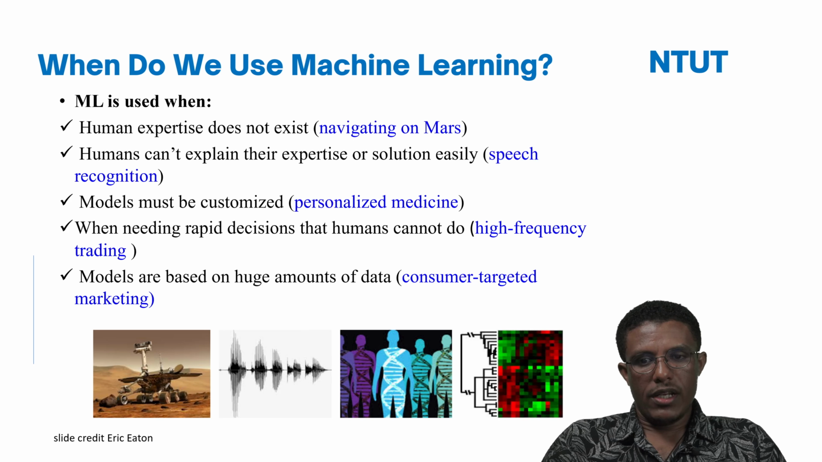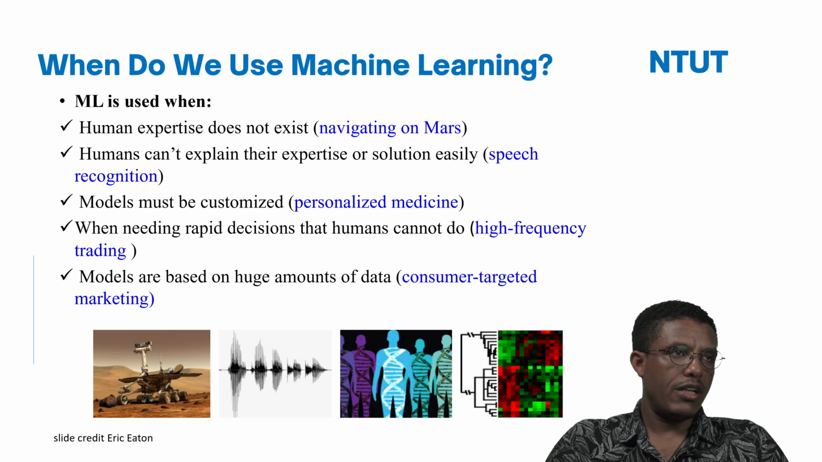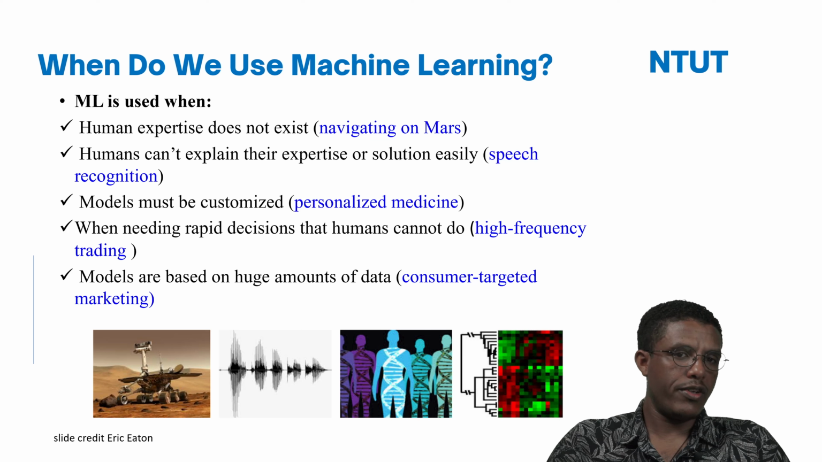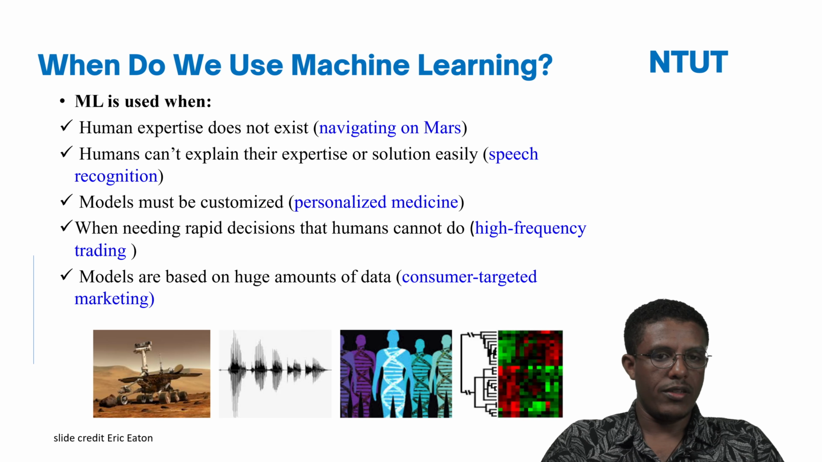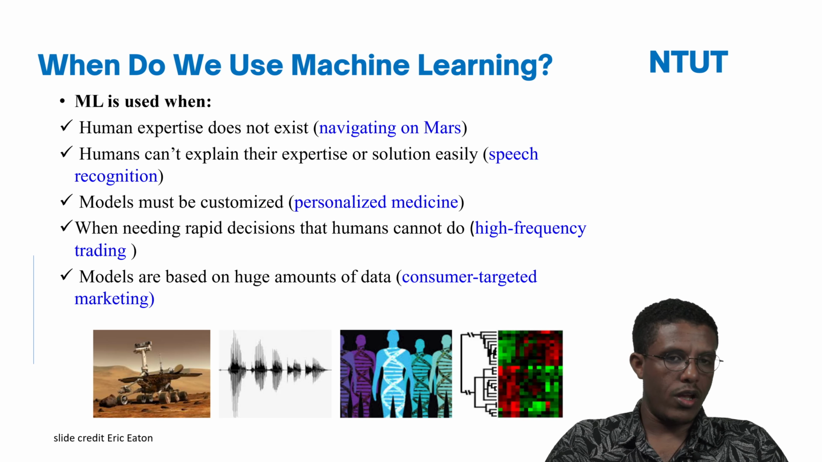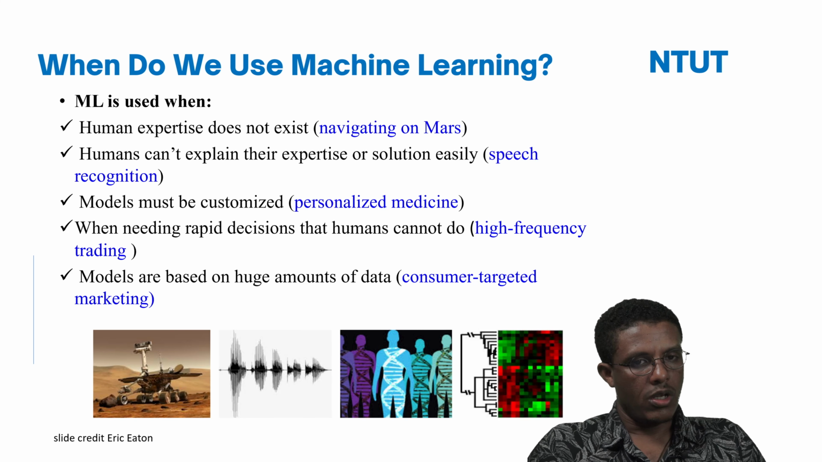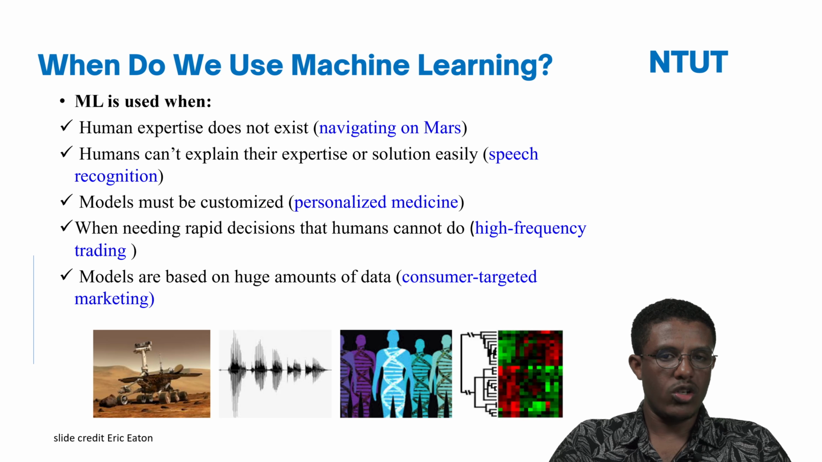The other case is needing rapid decisions that humans cannot make. Sometimes we need to decide first, but this decision may be difficult for human beings, for example in high frequency trading. Recently there is a different type of online trading. In that type, human beings may not understand the trading, but the machine can easily understand it and make rapid decisions. So for that type of task, the machine learning model is more important.